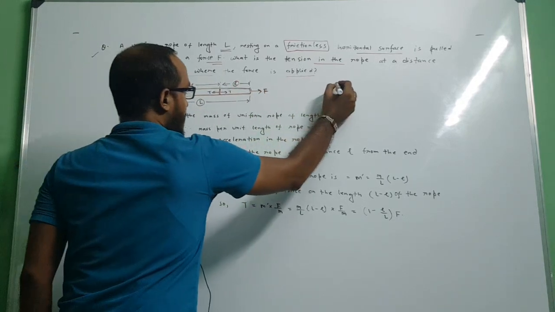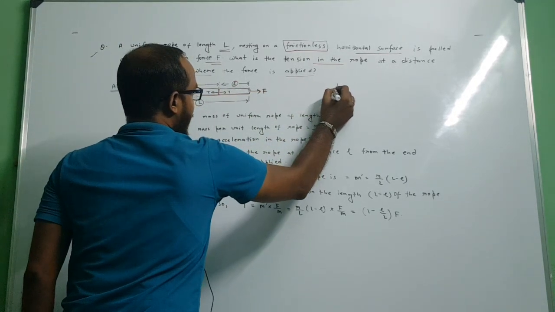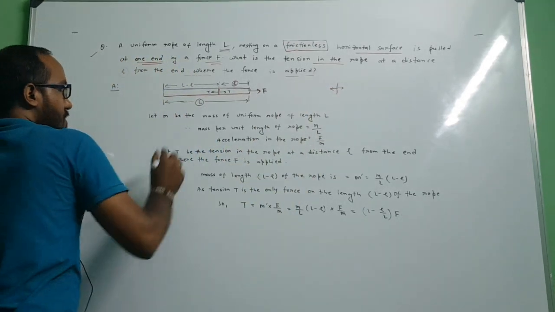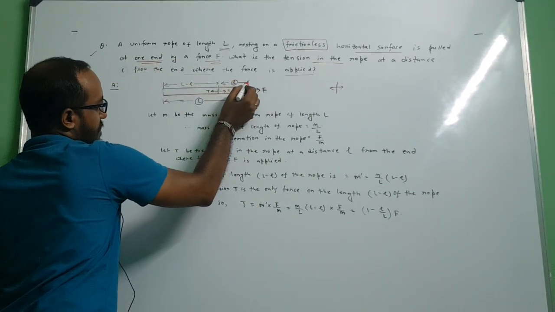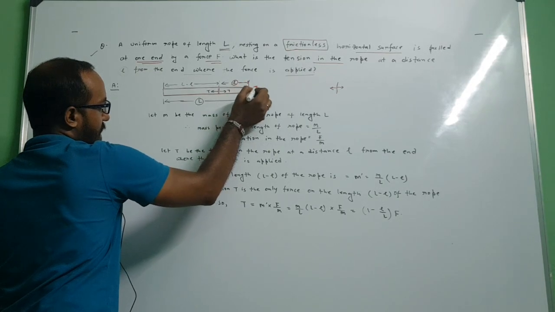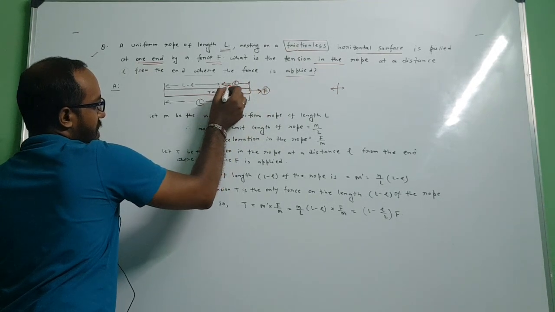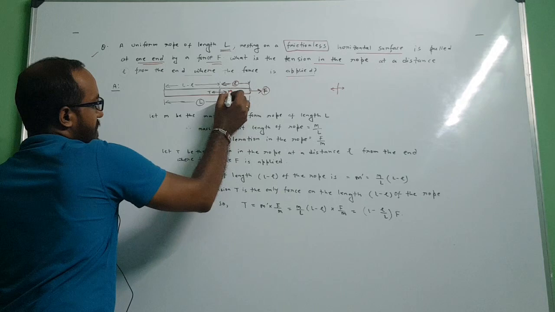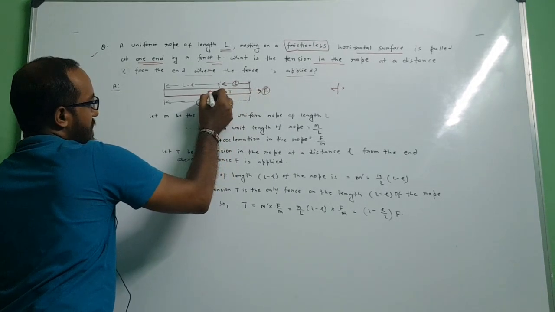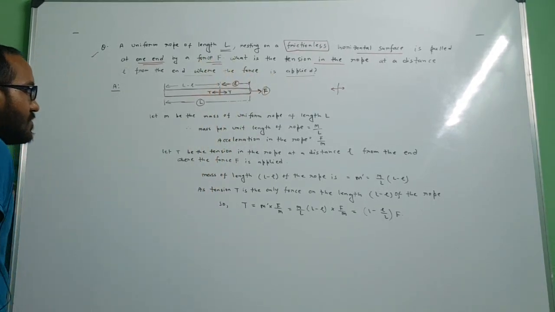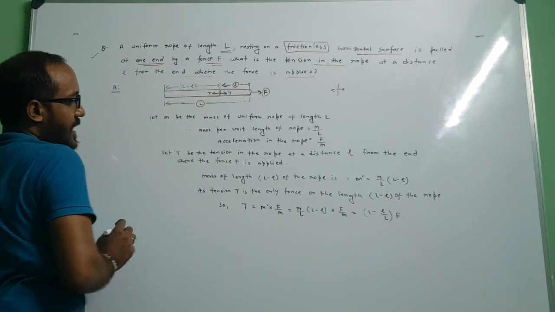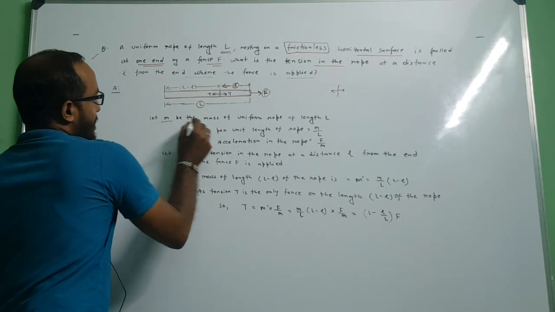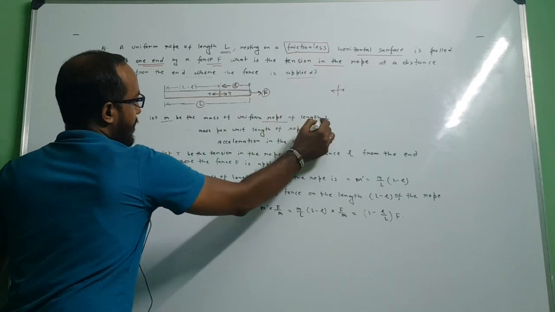From Newton's third law of motion, we know that action and reaction are equal. So let us say we are considering the distance small l from the end where F is applied. Here the tension is T and in this direction the tension is T, because of equal and opposite force, Newton's third law, and the rest of the distance would be L minus l. So let capital M be the mass of the uniform rope of length L.